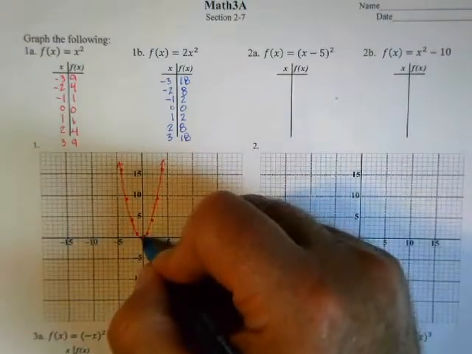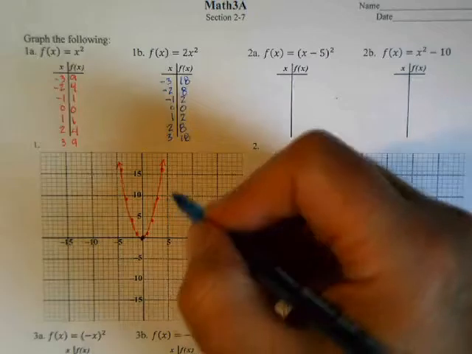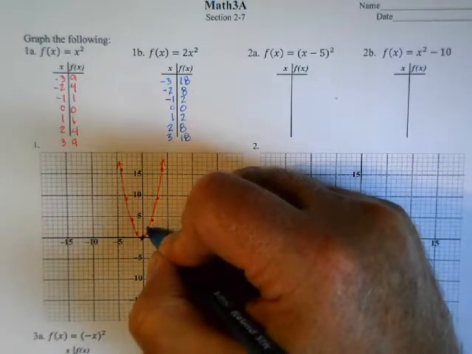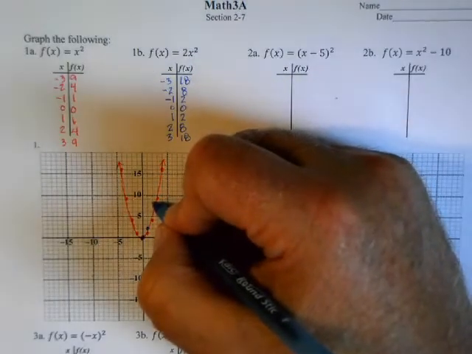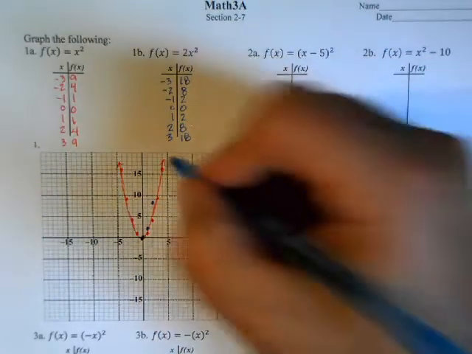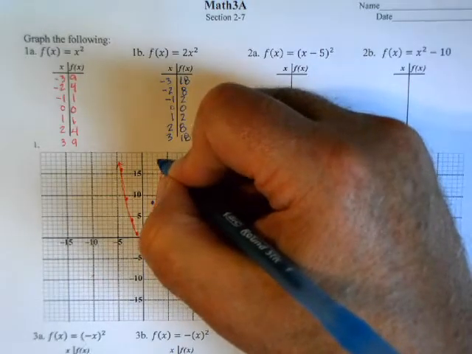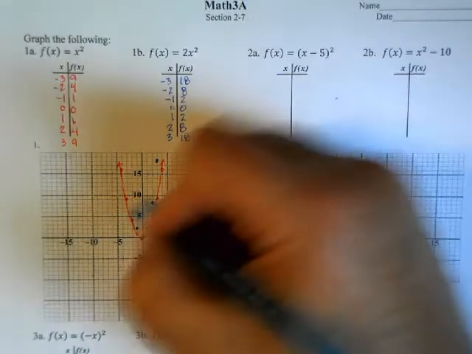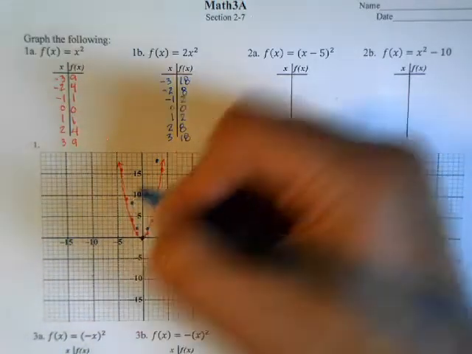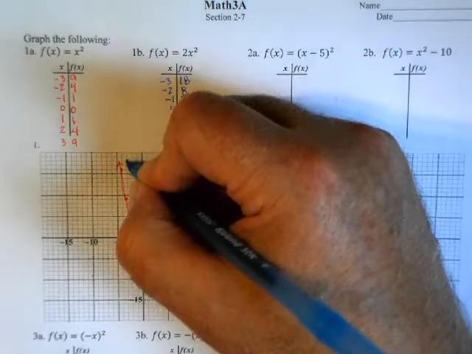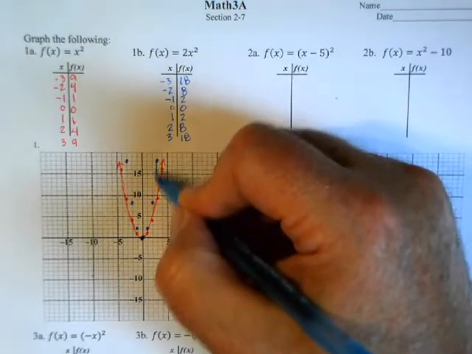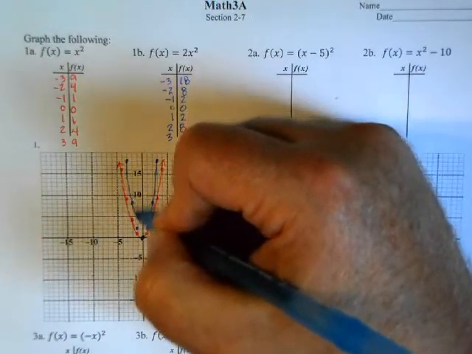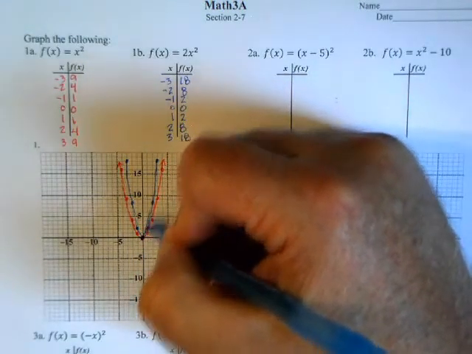So when I graph these, this will have the same vertex down there, but then 1 is 2, so that'll be here, and then 2 is 8, so that's up here, and 3 is 18, so 3 is up there. And then I can go to the other side, -1, and the -2, and the -3. And so what you see is a similar looking graph, but it is narrower than the one I had originally.